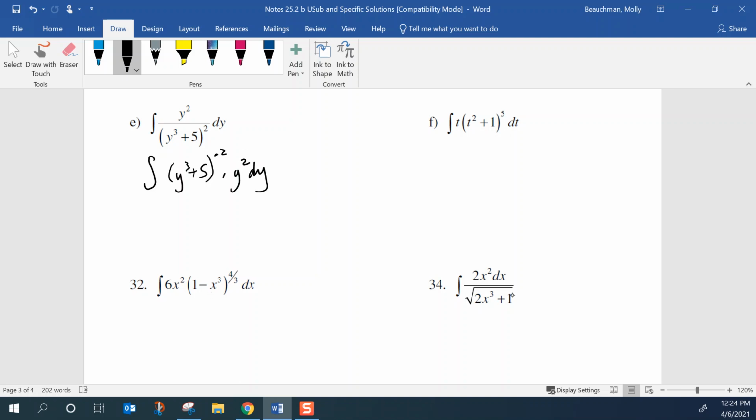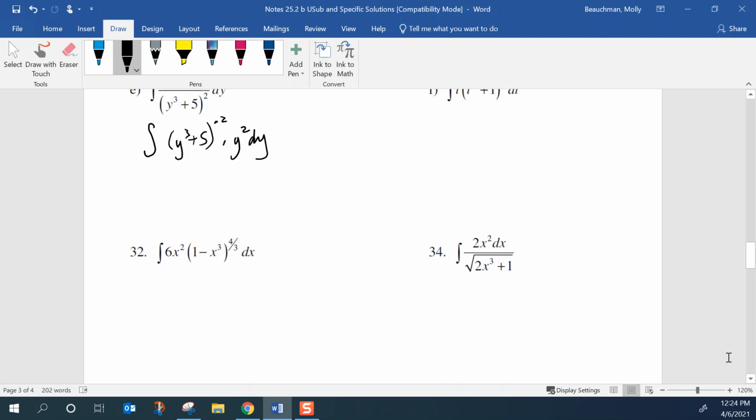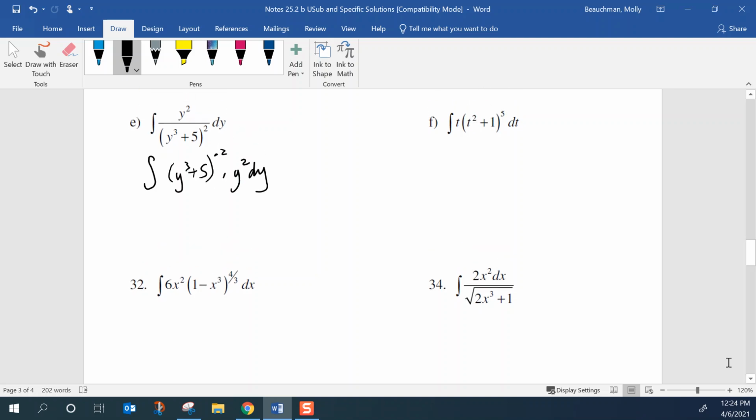And I think the others, 34, F and 32, rewrite so that you have the expression to the power written first and then times t dt after. And then 34, bring the square root of 2x cubed plus 1 from the denominator up to the numerator. So that's going to be 2x cubed plus 1 to the power of -1/2 times 2x squared dx.